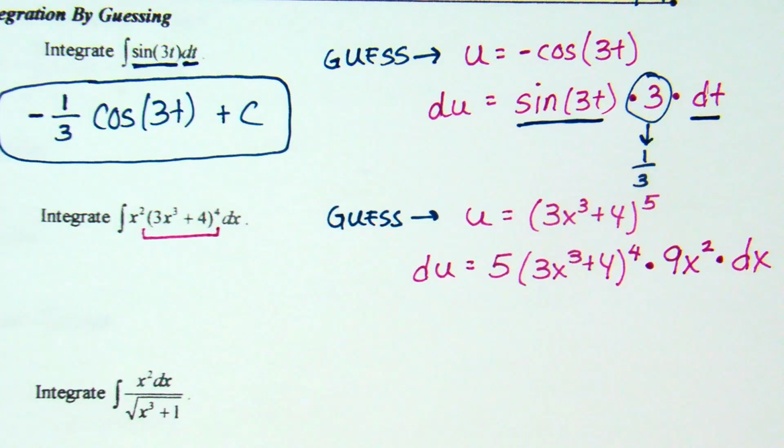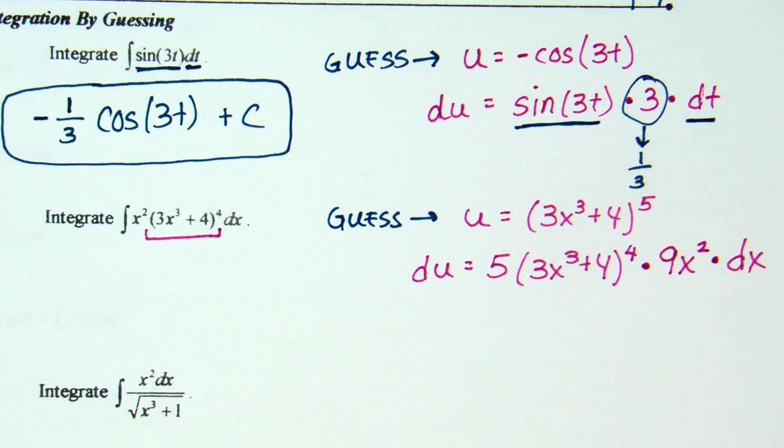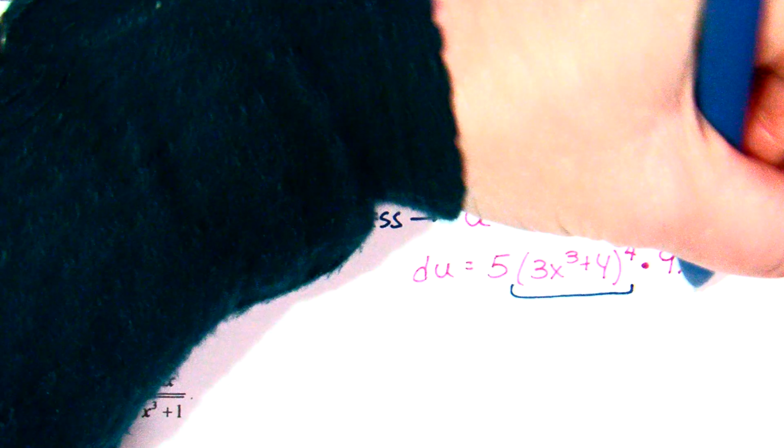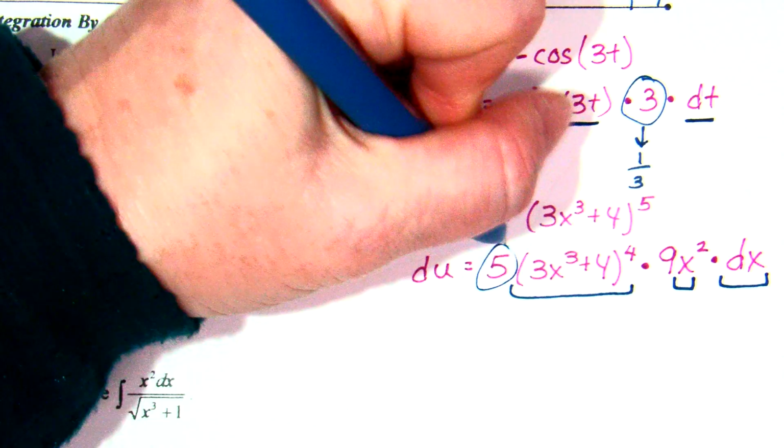Okay. 3x cubed plus 4 to the 4th is already here, yes? What are my other pieces? x squared. Is x squared there? It is. And dx, officially. What do I have to compensate for? The 5 and the 9, which is 45. Yep. I don't have them together, but we're talking the same language.